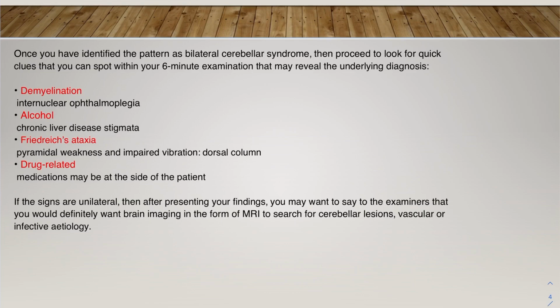Suppose the signs are unilateral. Then after presenting your findings, you may want to say to the examiner that you would like to do brain imaging in the form of MRI to search for cerebellar lesions. And cerebellar lesions may be of vascular or infective etiology.